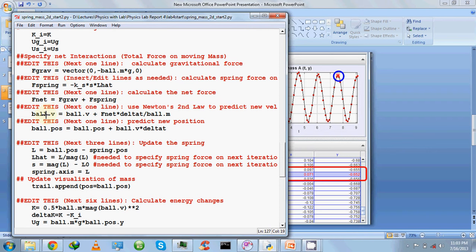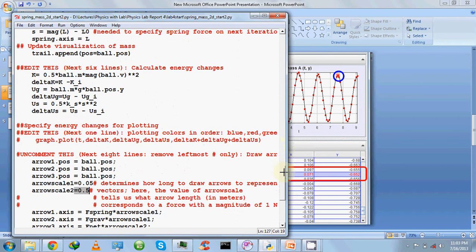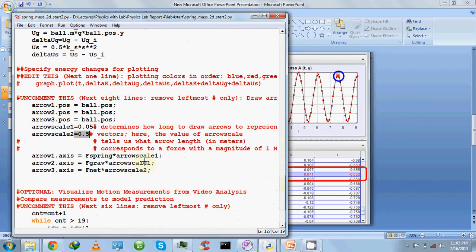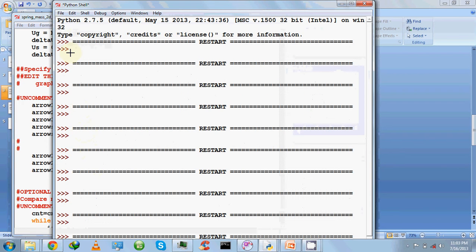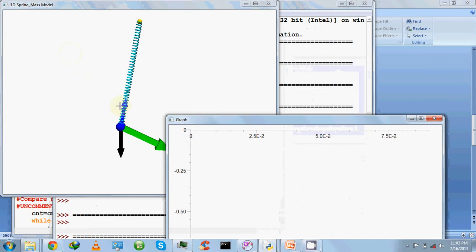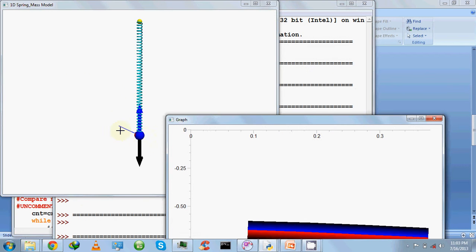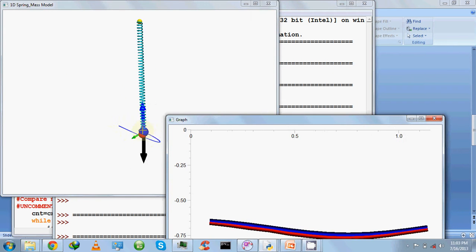Here we are going to plot different forces in our output window, and I have used a time scale 10 times bigger to plot the net force to have a better visualization. Let's now run this model. Here we can see this green color arrow represents the net force acting on the system. It's bigger because the arrow scale is 10 times bigger than the other two forces. The black arrow represents the gravitational force, which remains constant throughout, and the blue arrow represents the spring force, which keeps varying as the spring moves up and down.